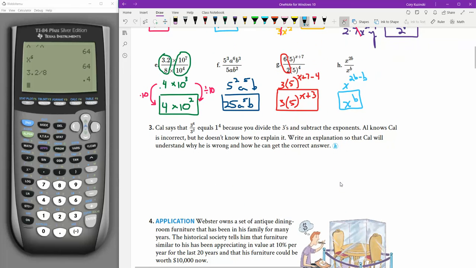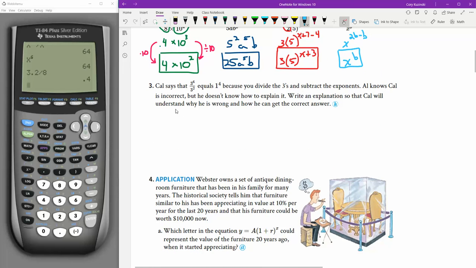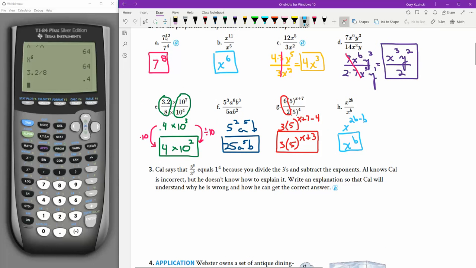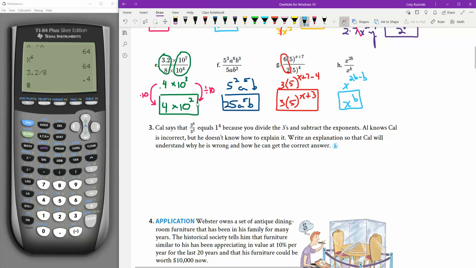All right, then we got Cal over here, and Al. Cal's a little confused. He says that 3 to the 6th divided by 3 squared equals 1 to the 4th, because you divide the 3's and then subtract the exponent. So he's saying, oh, you do 3 divided by 3 is 1, and 6 minus 2 is 4. Well, if that was the case, wouldn't I do 7 divided by 7 is 1 right here? But we already know that that's like 5 million. It's not 1 to the 8th. This is not 1 to the 6th. It's x to the 6th. So, Cal, that's just not true.